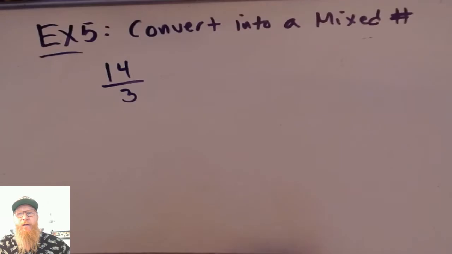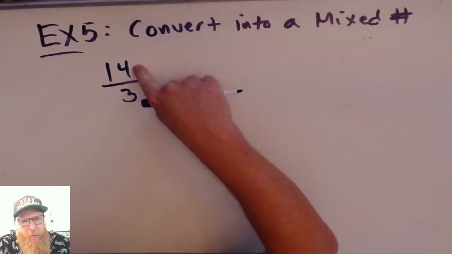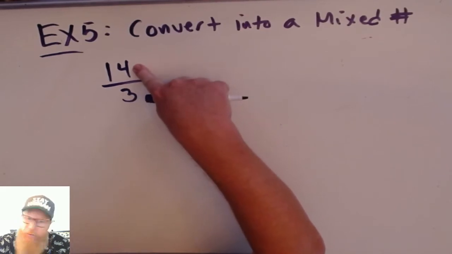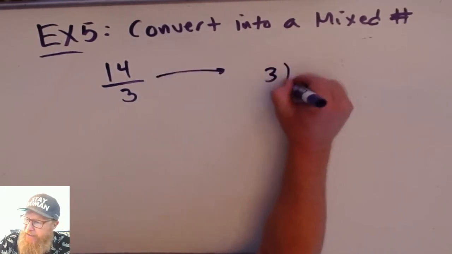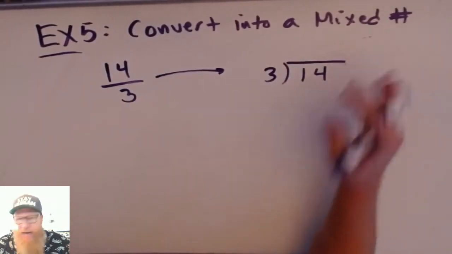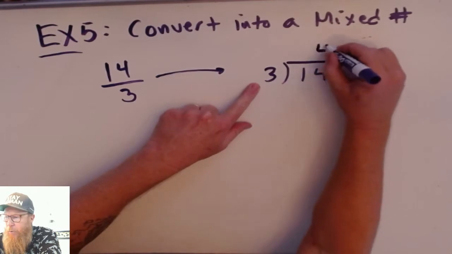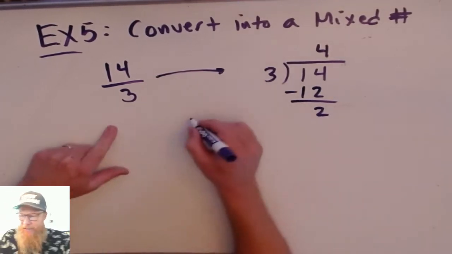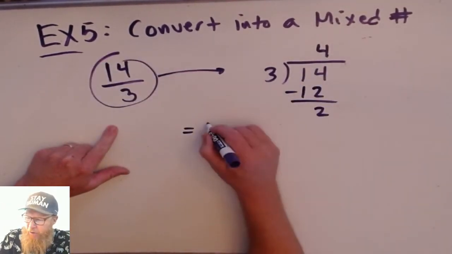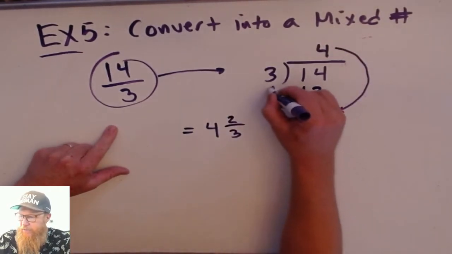There we go. If you're really good at mental math, you already know the answer, right? It's 4 2/3. 3 goes into 14 four times with a remainder of 2. So you can mentally know that this is already going to be 4 2/3. I'm going to show you the way to do it in case you don't have the instant mind, just boom. Some people have that. It just pops into their head immediately. 3 goes into 14 four times. 4 times 3 is 12. Remainder is 2. And so this is equal to 4 2/3.